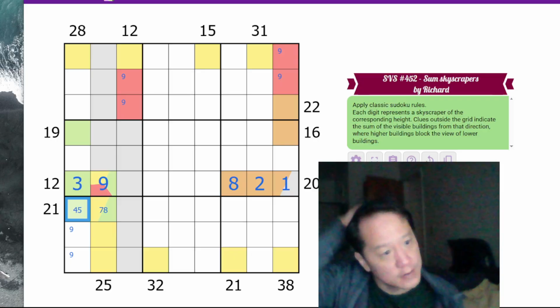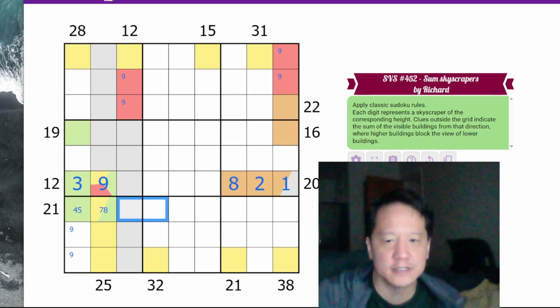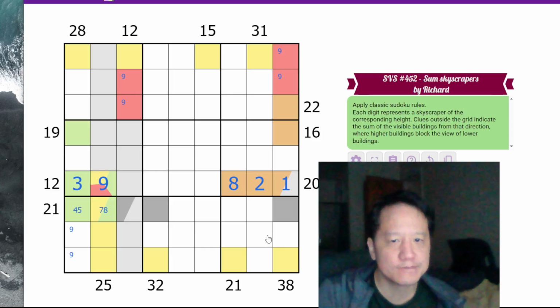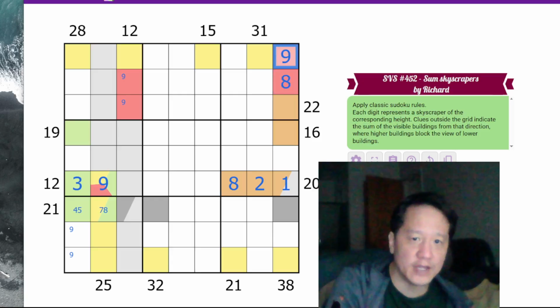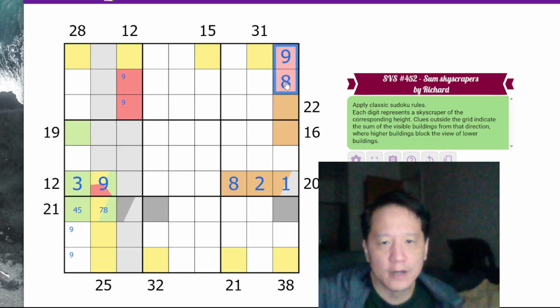And then it does not see this cell because it can't be 9. Does not see this cell because it can't be 9. Can't see that cell because it can't be 9. 8 can't be either of these. So this must be 8 and 9 here. So you have to have 8 and 9 there. We can remove the red, I guess. So it does see both of these.